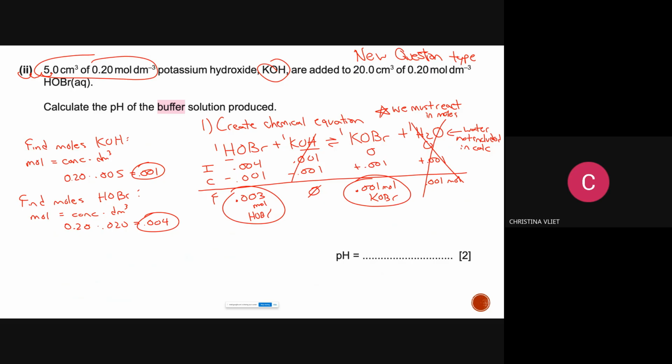That means they gave you a buffer. I highlighted it because I was looking for buffer questions. Forgot to take the highlight off. Looking for old Cambridge buffer questions. Control F. That's what that is. Now what do we do?